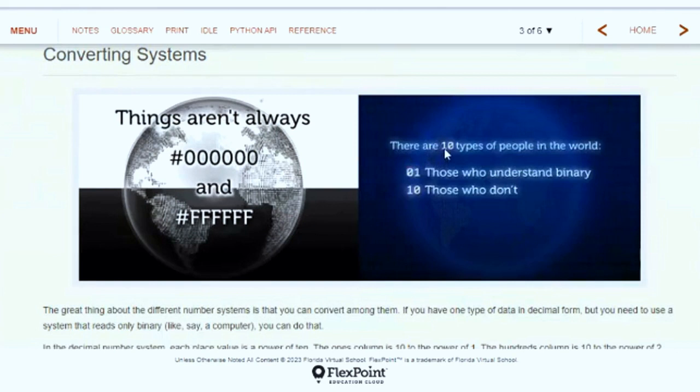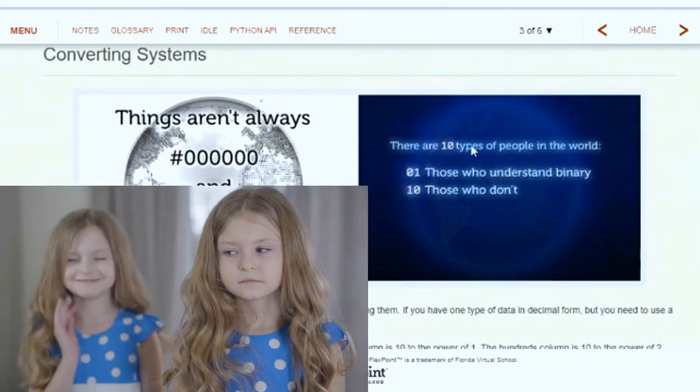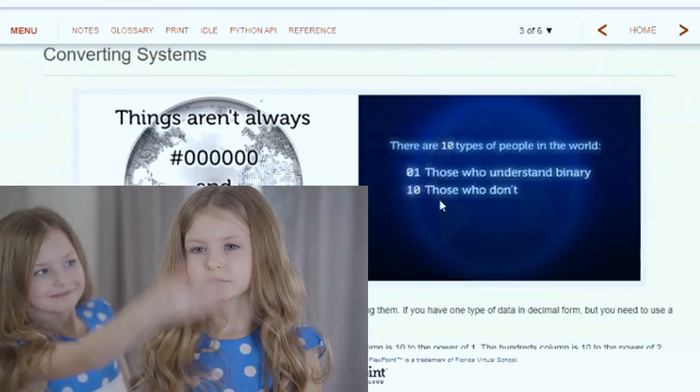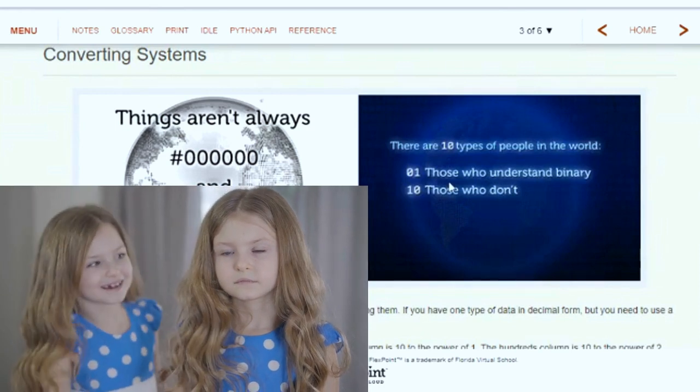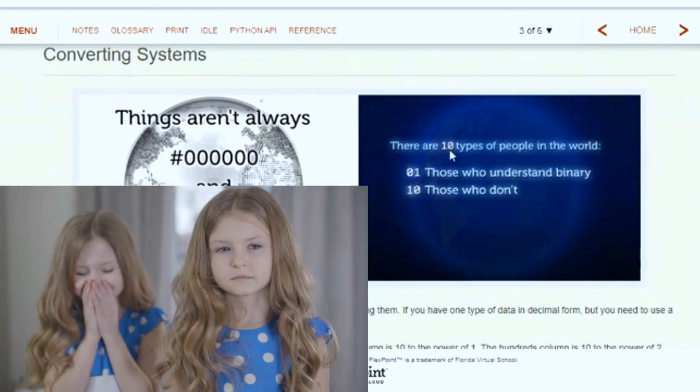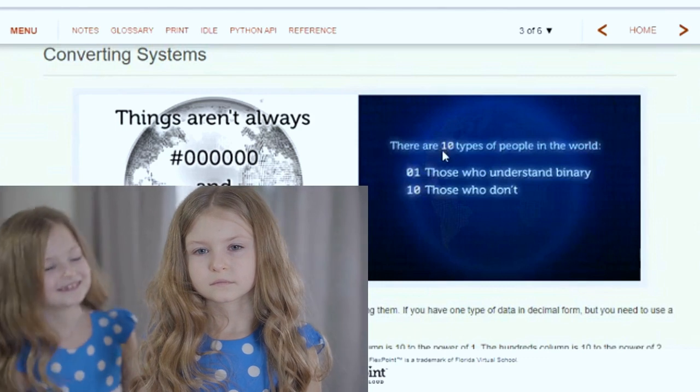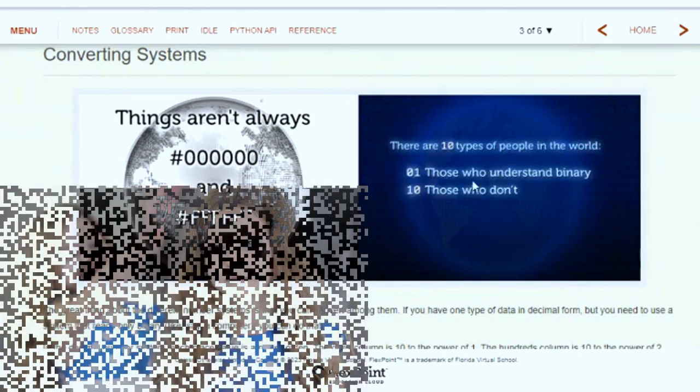There are two types of people in the world: those who understand binary and those who don't. Right? This is a 1, that's a 2. So that's a 2 in binary. There are two types of people in the world: those who understand binary, those who don't.